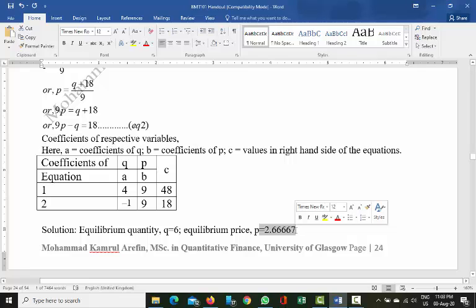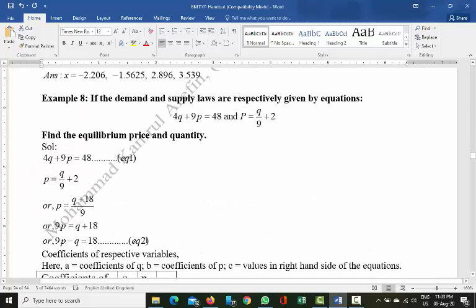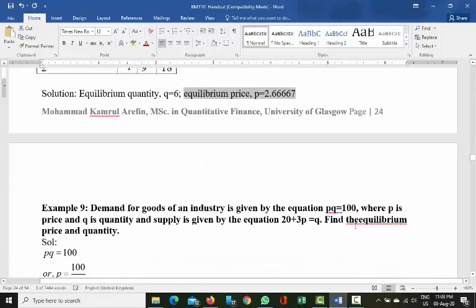So that means at the equilibrium point both these equations should be the same. After we solve it, we get the equilibrium quantity and equilibrium price, because at the equilibrium point equation 1 and equation 2 will be the same. We have solved it and found the value of Q is equal to 6. That is the equilibrium quantity, Q for quantity, and P is the price. So this is the equilibrium price, right?